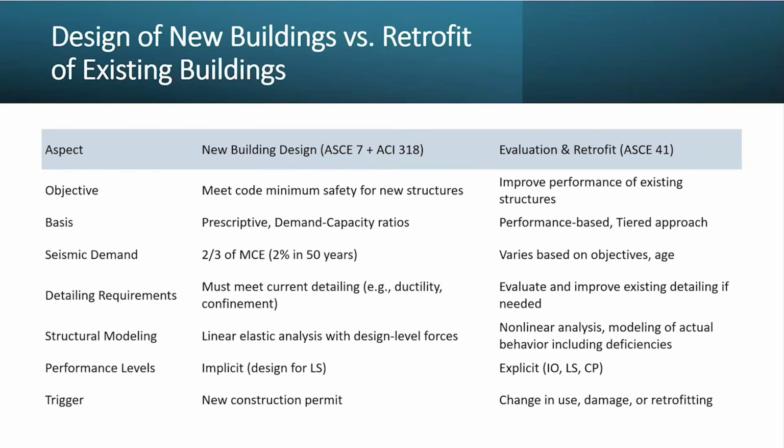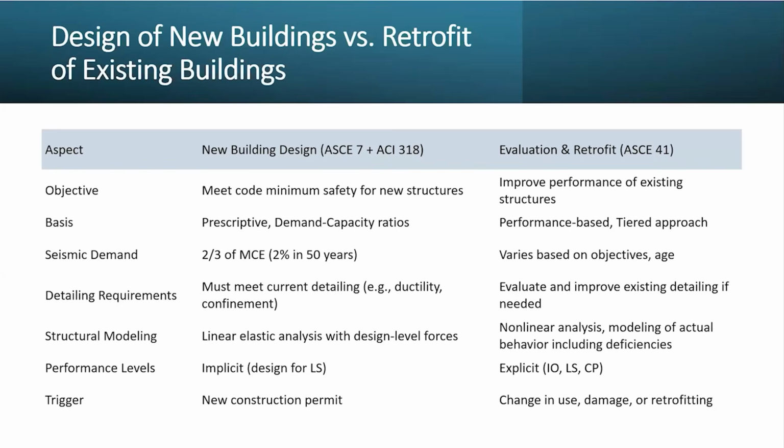Seismic demand for new buildings includes 2/3 of MCE, 2% in 50 years. For retrofit, it varies based on the objectives and age. It's not the same, it's much less. Let's say MCE is 2,500 years for new buildings. For existing buildings, it could be as little as 1,000 or 800 or 1,200. So it depends. We are expecting that for existing buildings, half the age has only passed. So based on the remaining life, we can reduce the demand levels. That's very important.